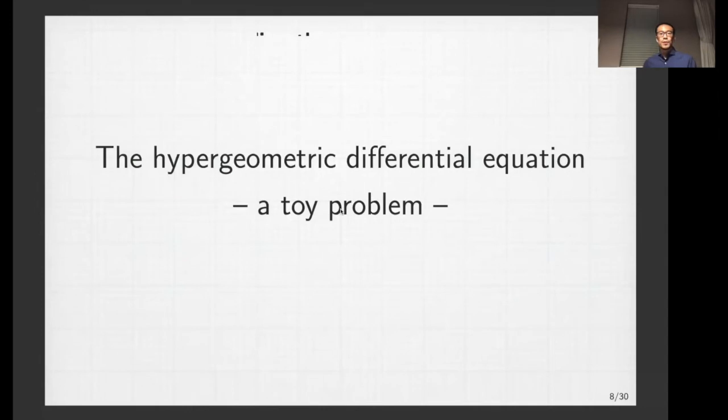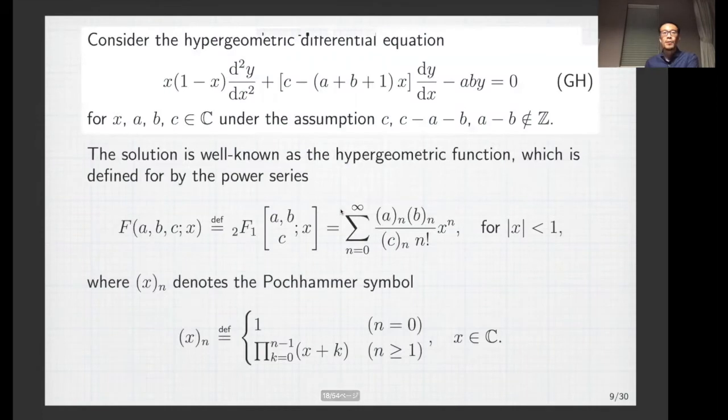We would like to introduce more details, first for the hypergeometric differential equation, as a toy problem. The hypergeometric differential equation is denoted by this ordinary differential equation. We name this equation GH, and we assume that the parameters a, b, and c satisfy this non-integer assumption. The solution of the hypergeometric differential equation is very well known, and it is given by the hypergeometric function, which is defined by a power series, for example like this formulation.